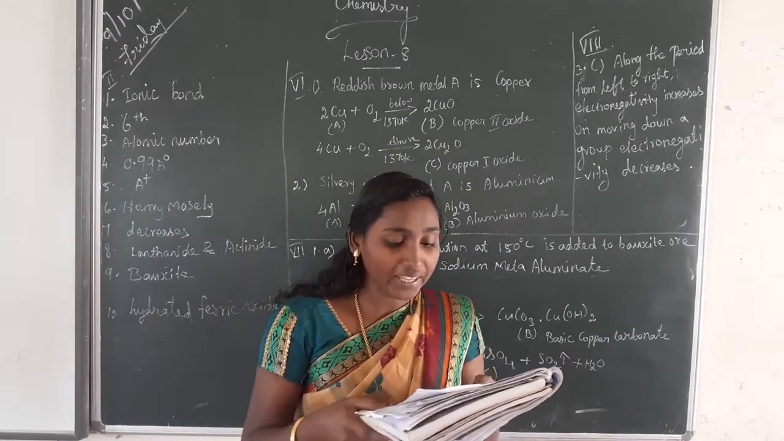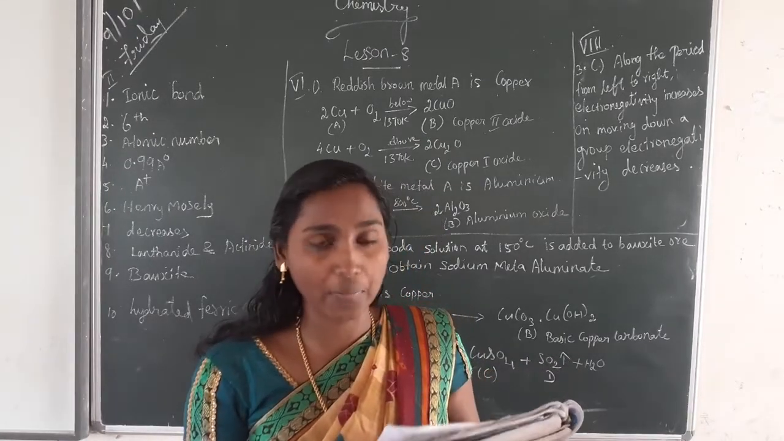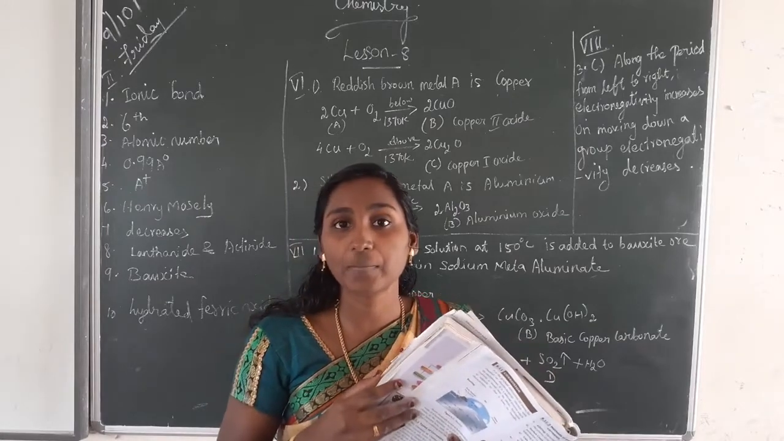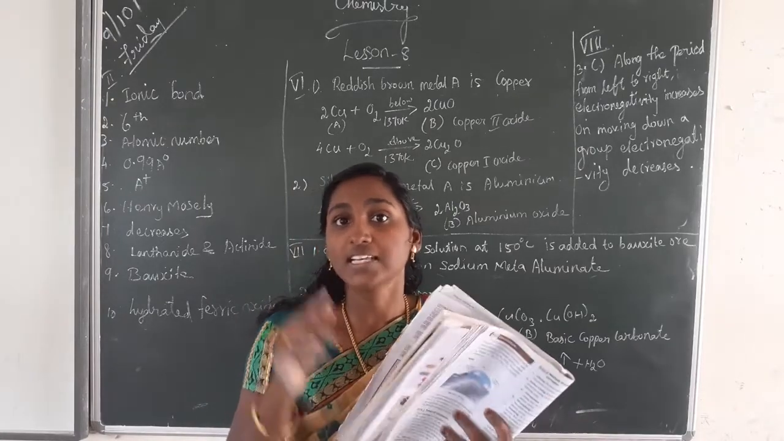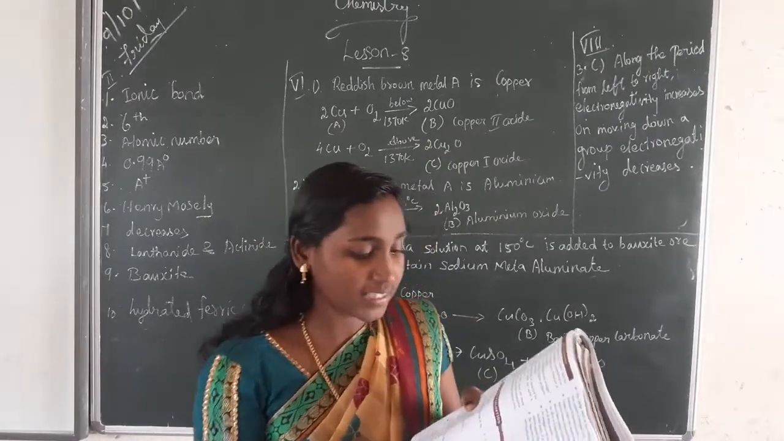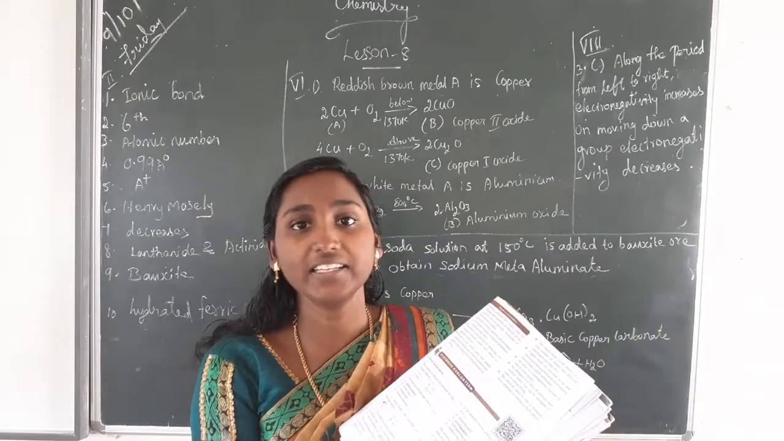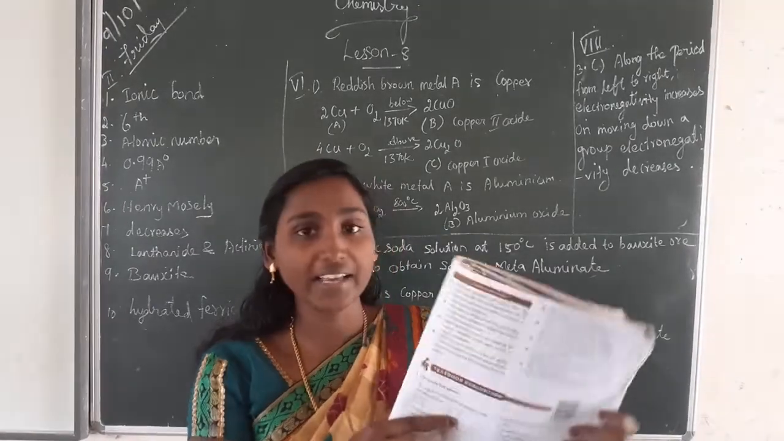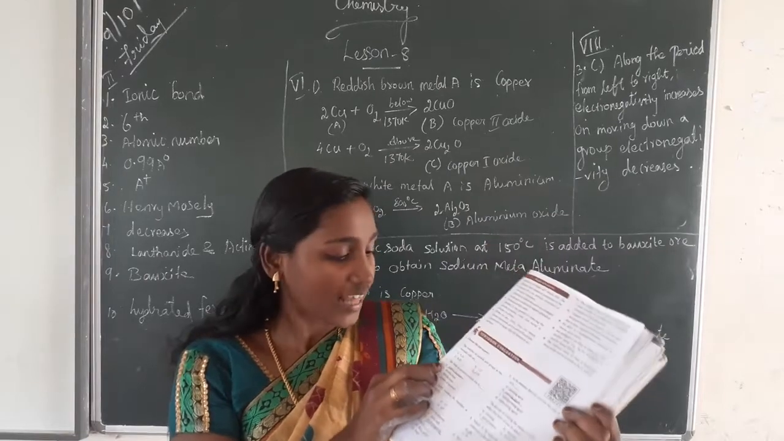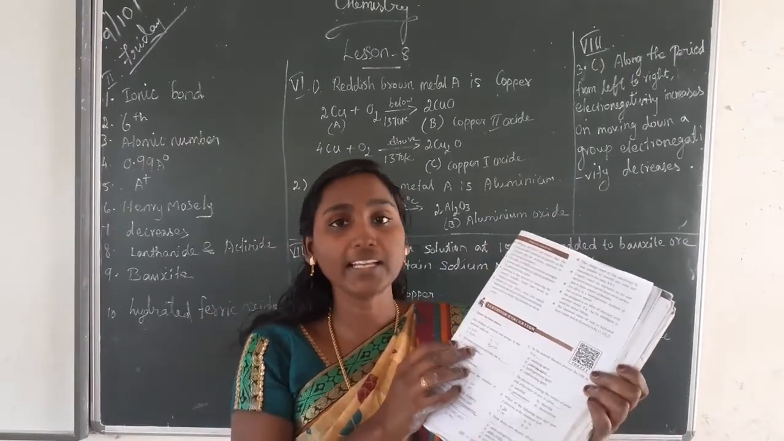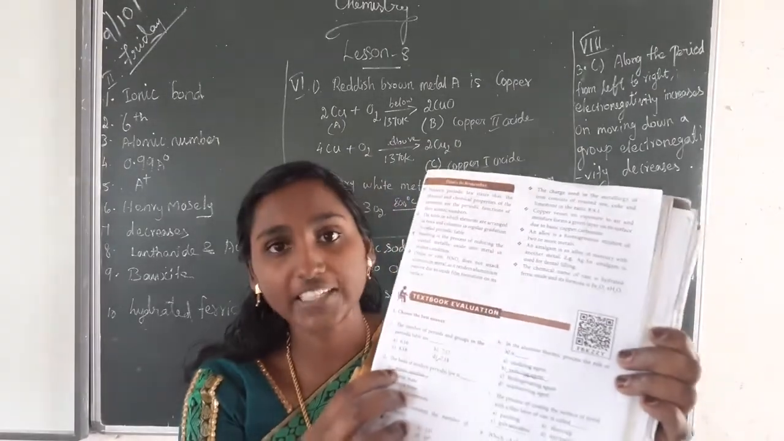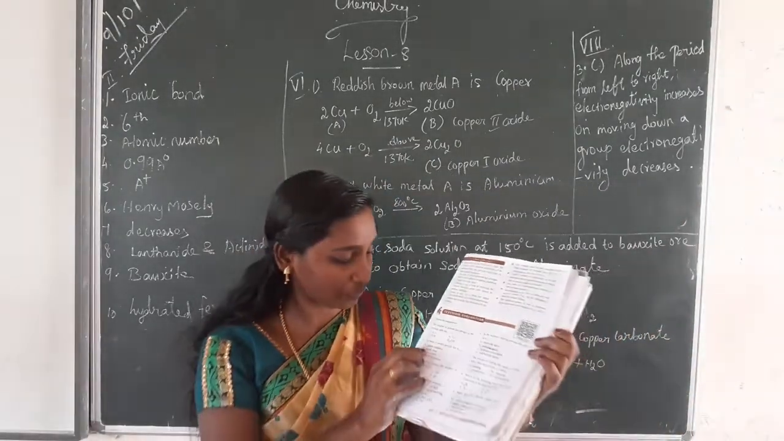The number of periods and groups in the periodic table are. So how many periods and how many groups in the periodic table? 7 periods and 18 groups. So here the answer is option D, 7, 18. Mark it. Then second question. The basis of modern periodic law is atomic number. So first option A, atomic number.